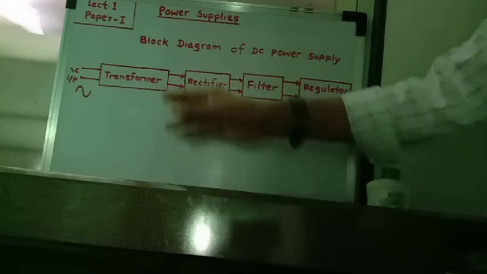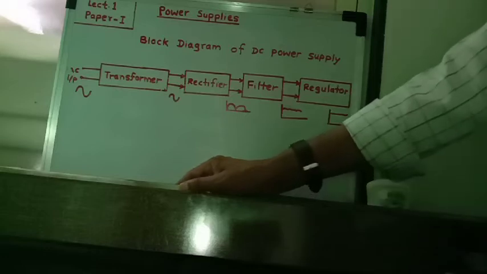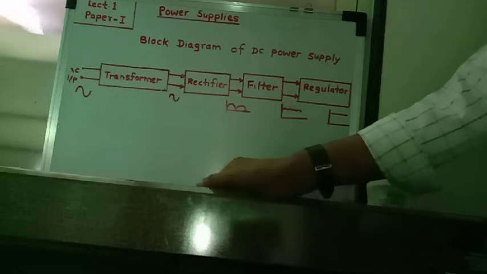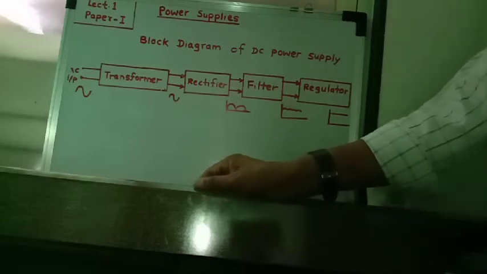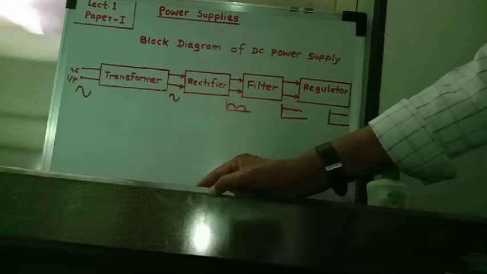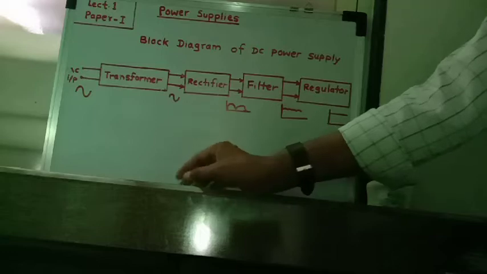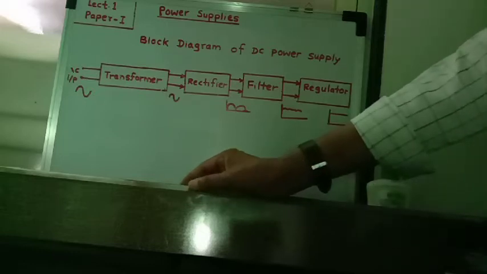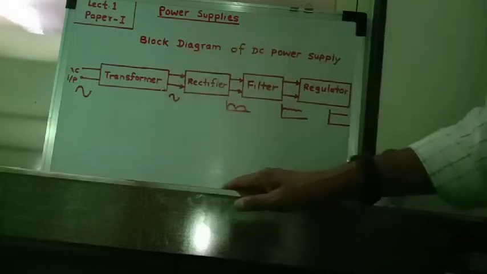This can be decided by using the formula VDC is equal to 2 Vp upon pi, where Vp is the peak voltage. Suppose a 9 volt transformer is connected, then the peak voltage Vp is equal to 1.414 into 9 volt, and then into 2 Vp upon pi. By using this formula, the DC output voltage is calculated. Then this AC secondary voltage of the transformer is given to the rectifier circuit.